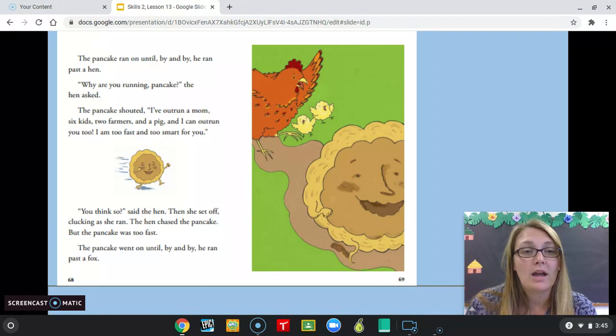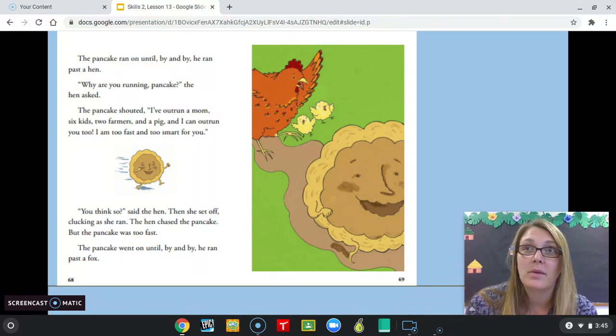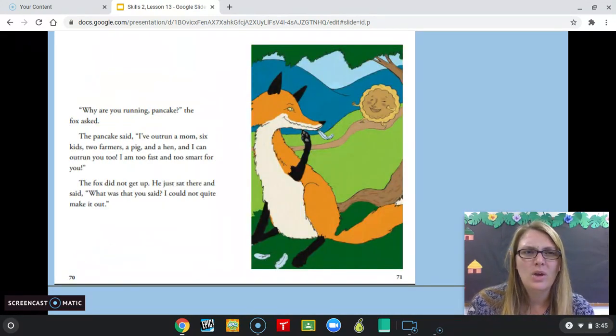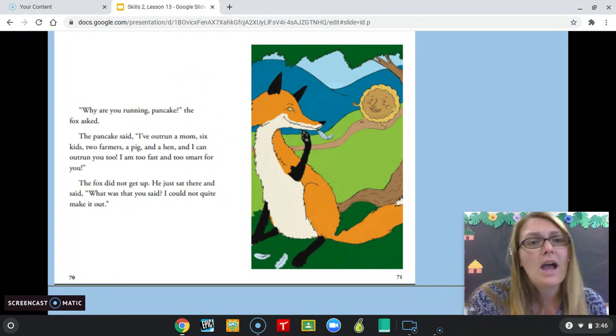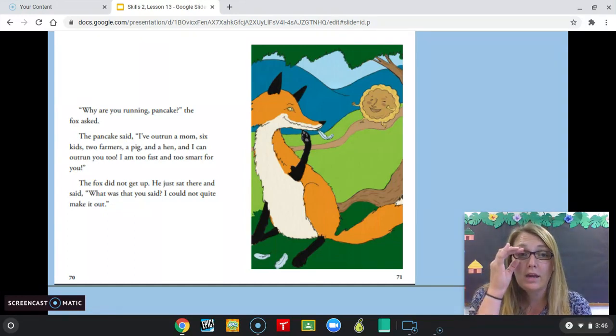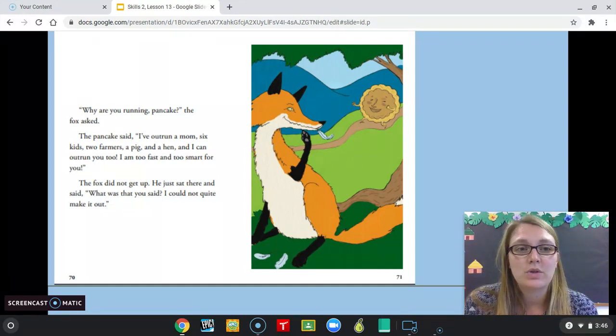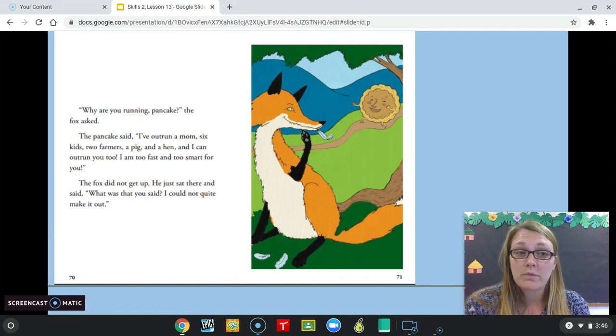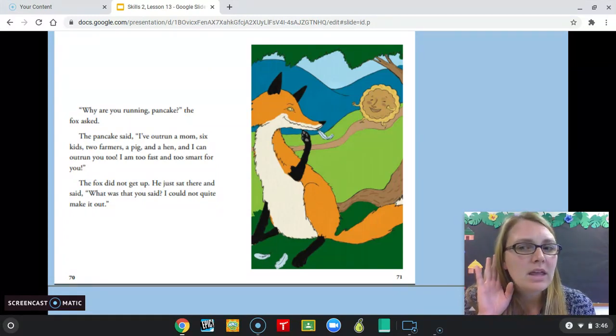The pancake went on until, by and by, he ran past a fox. "Why are you running, Pancake?" the fox asked. The pancake said, "I've outrun a mom, 6 kids, 2 farmers, a pig, and a hen, and I can outrun you too. I am too fast and too smart for you." The fox did not get up. He just sat there and said, "What was that you said? I could not quite make it out."